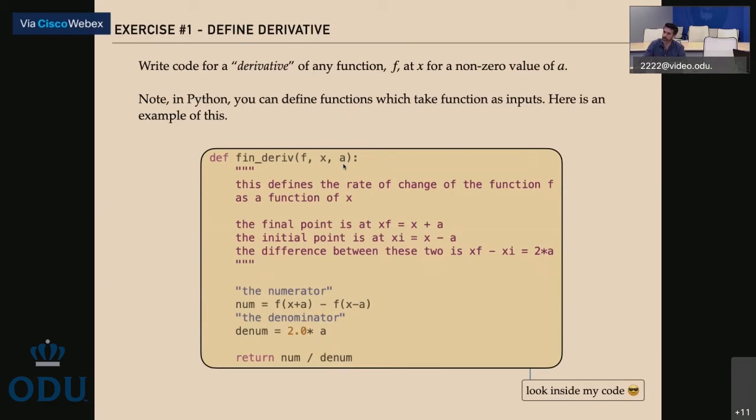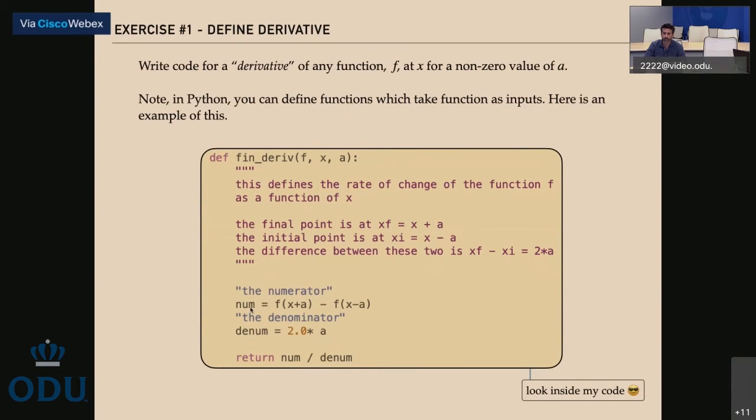And then I describe here in words what this is. So it's just evaluating the rate of change of f as a function of x, where the final point xf is equal to x plus a. The initial point is x minus a, okay? And the difference between these two is just equal to xf minus xi, which is equal to 2a. Right? And so here, this is just comments. You see the comments are much longer than the code. This is my code for taking a derivative.